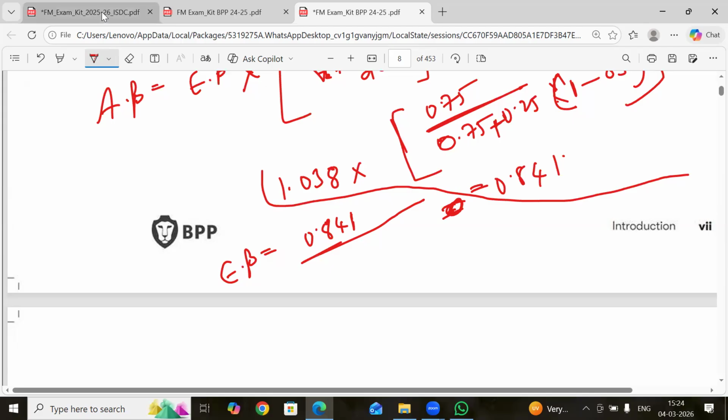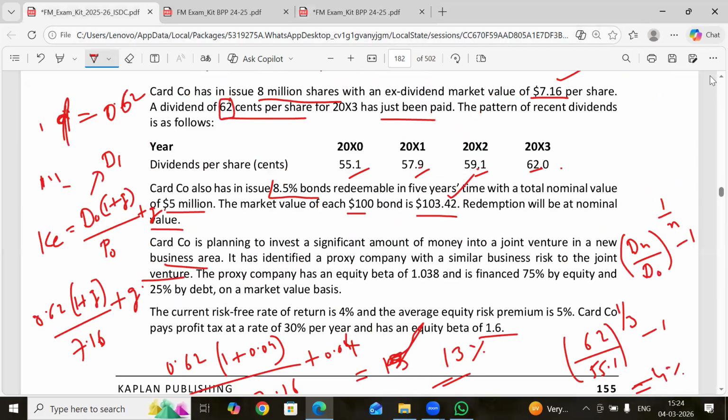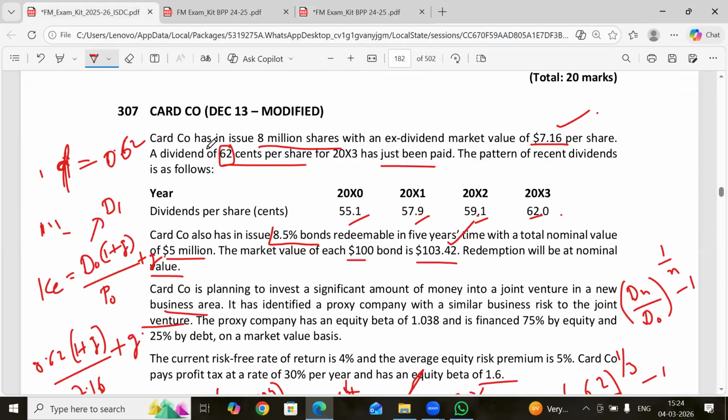So for that, we need the debt to equity ratio. See, the company has in issue 8 million shares with an ex-dividend market value of 7.16. So 8 into 7.16. How much is it? It's 57.28.